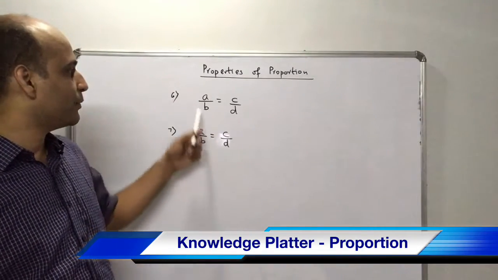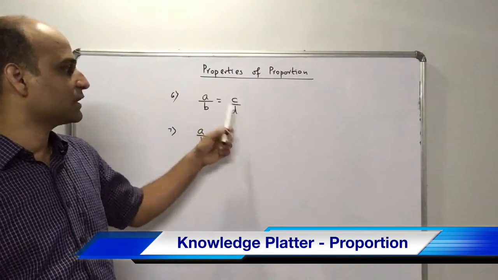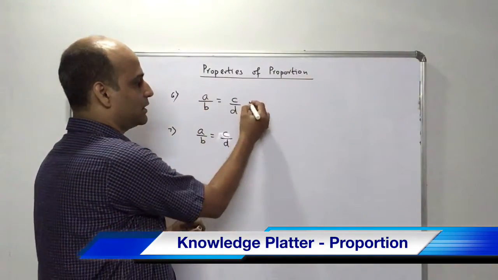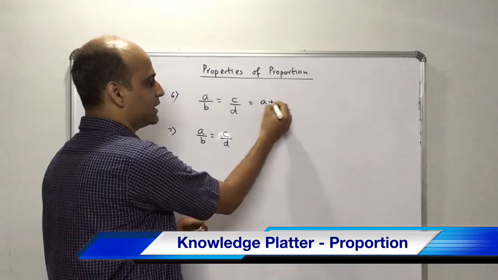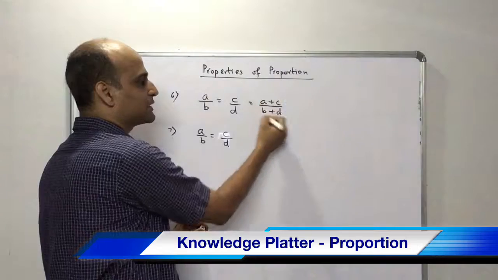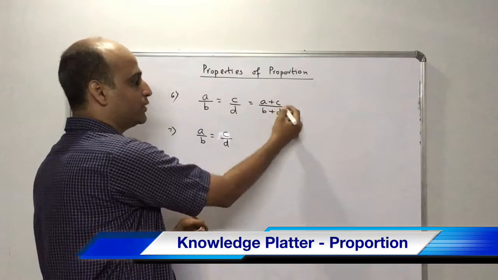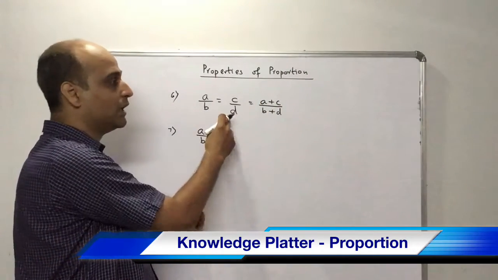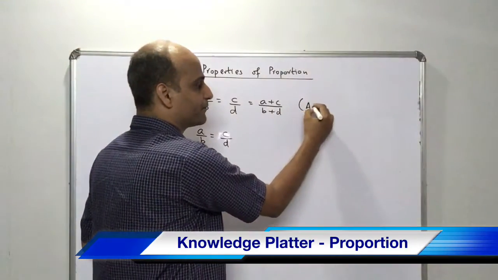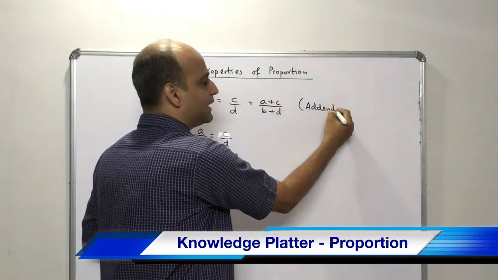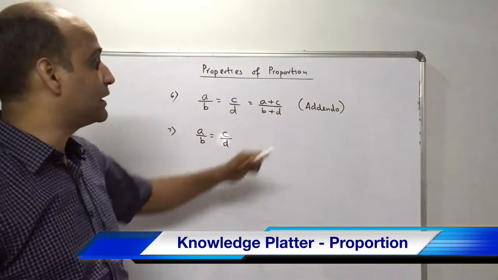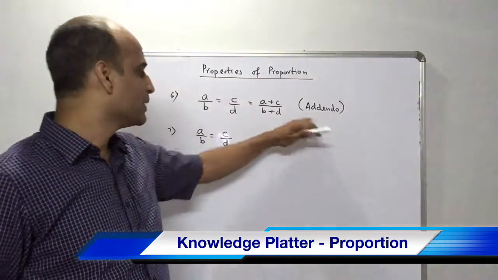Now suppose we have a proportion A upon B equal to C upon D. Now if I add the numerators here, that is A plus C, and if I add the denominator, that is B plus D, this entire ratio value will be equal to these two ratio values. Now this property is called as addendo. Please remember, adding the numerators and then adding the corresponding denominators. So that is called as addendo.